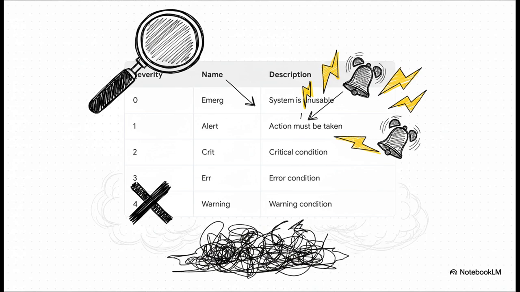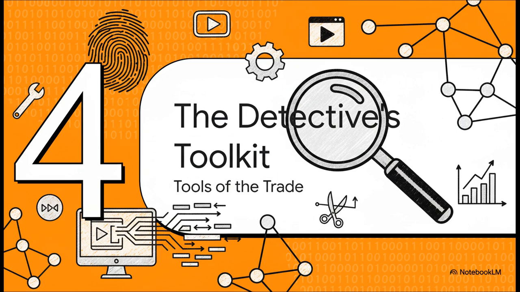So instead of wading through a sea of minor debug messages, investigators can jump straight to the top of the list. We're talking emergency, alert, and critical events. This whole system lets them instantly filter out all the noise and focus on what are essentially digital screams for help. Now, of course, these digital detectives don't just rely on their intuition. They have a seriously powerful toolkit of specialized software, all designed to capture, dissect, and analyze all of this evidence.